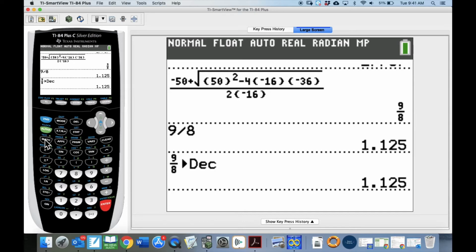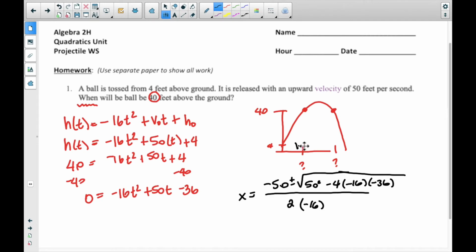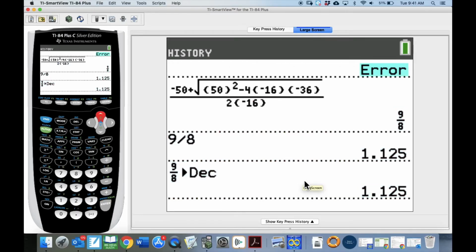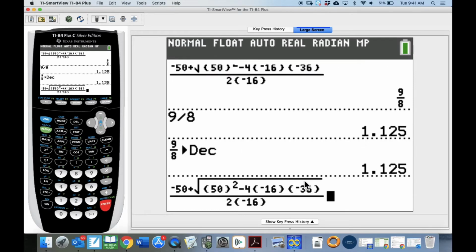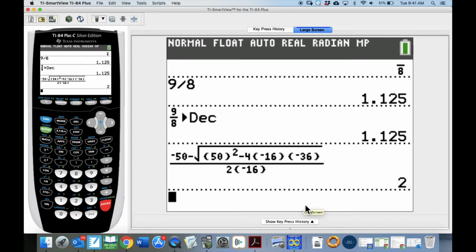So I'm going to show you on our paper where that was. That first answer was here at 1.125. Now we need to find the other one. And so on my calculator, I'm going to arrow up and capture that whole thing, and hit enter, which copies it. And I'm going to arrow to the left and go up. And I'm going to change my plus sign right here to a minus sign. And now I'm going to hit enter. And my other answer is 2.